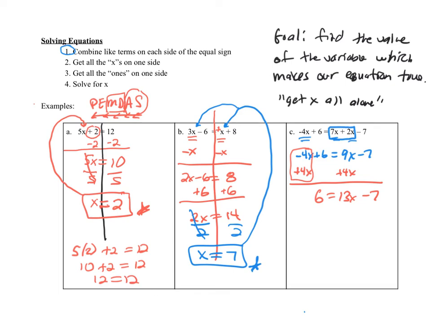Remember, we do the order of operations in reverse of PEMDAS. So I'm going to get rid of the addition or subtraction first. So I'm going to get rid of the subtract 7 by adding 7 to both sides. So I get 13 on the left and 13x on the right. These 2 will cancel out. And then I want to divide both sides by 13. And those 13s will cancel out. My final answer is 13 divided by 13, which is 1.